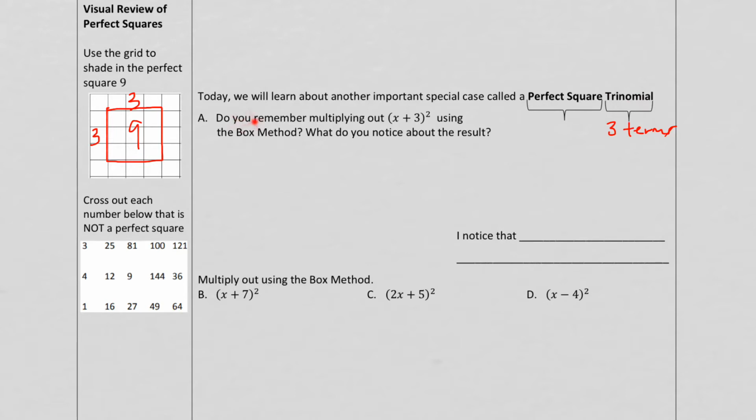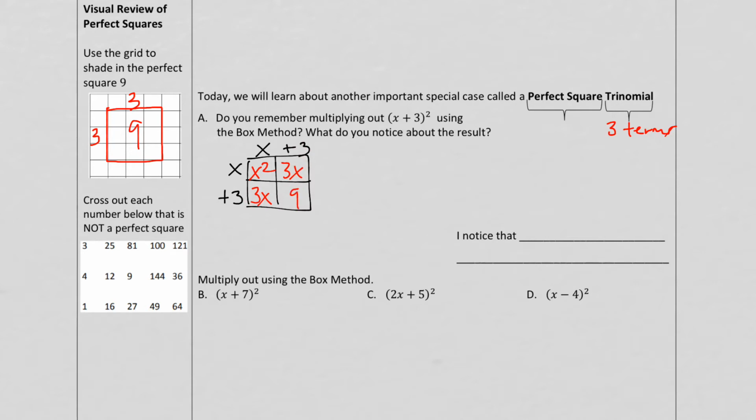Do you remember when we had this binomial before, x plus 3 quantity squared, and we can multiply it out using the box method? So let's try that real quick. So we'll draw a box, and it's going to be x plus 3 times x plus 3. Because if I go through this, x times x is x squared. And then x times 3 is 3x. Down here, 3 times x is 3x. And then 3 times 3 will be 9.